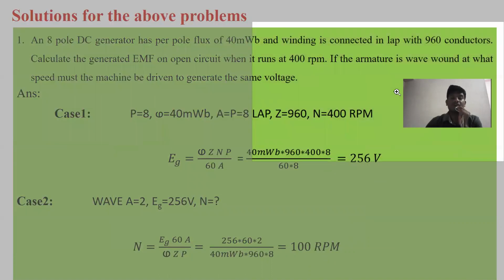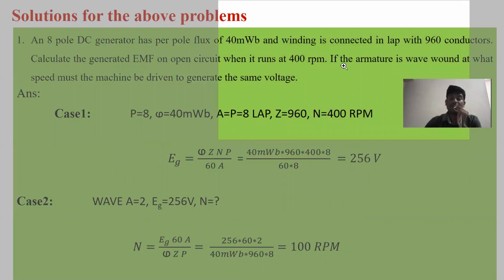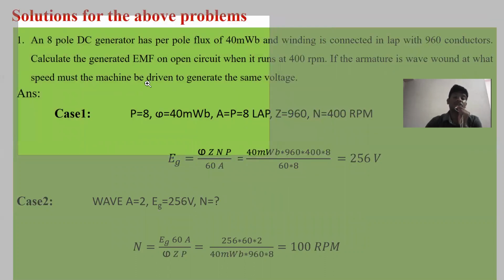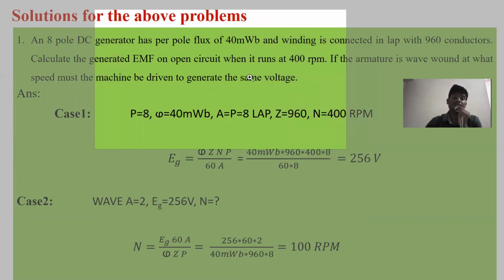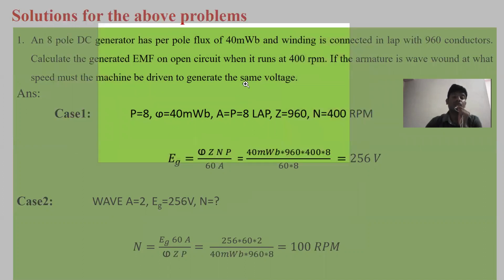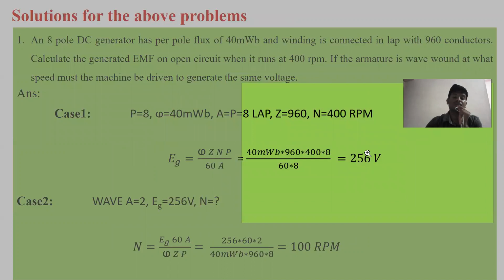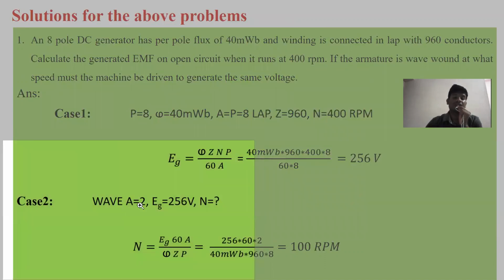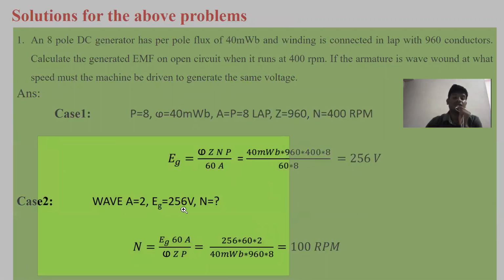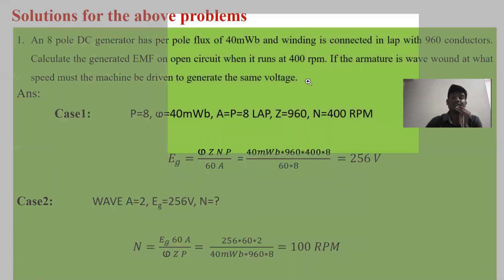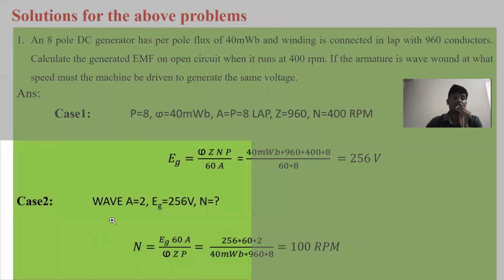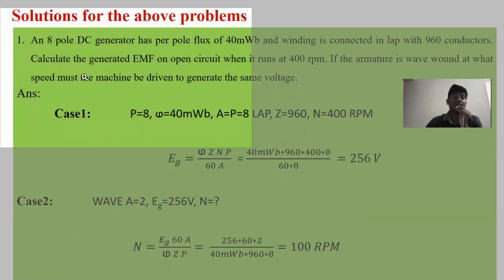Coming to the next part: if the armature is wave wound, at what speed must the machine be driven to generate the same voltage? To generate the same voltage, the induced EMF is the same as the previous one, 256. That's why I take EG as 256 volts, and as the armature is wave wound, A equals 2. Find the speed.